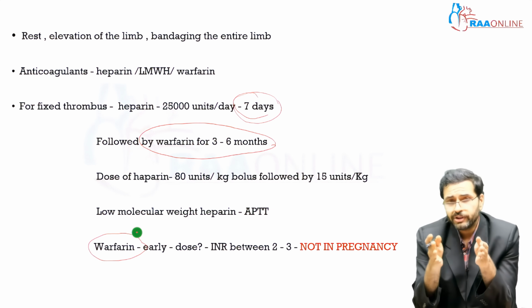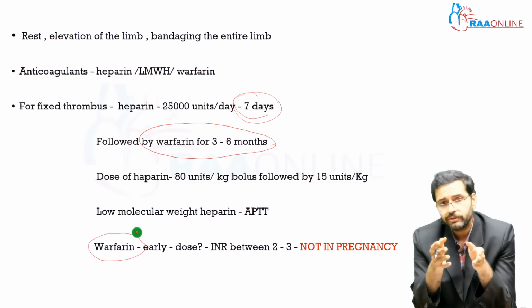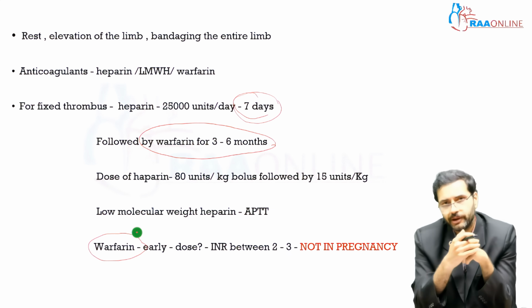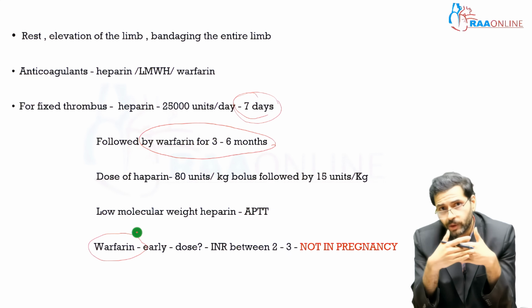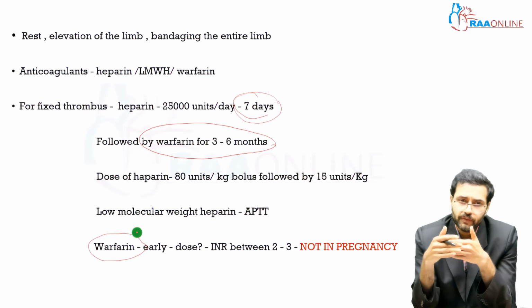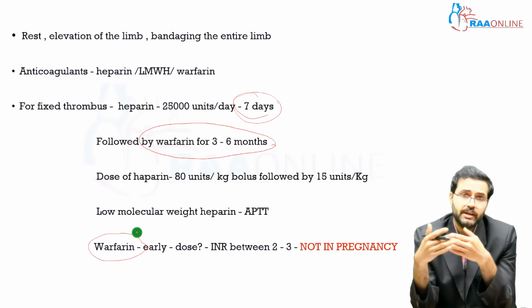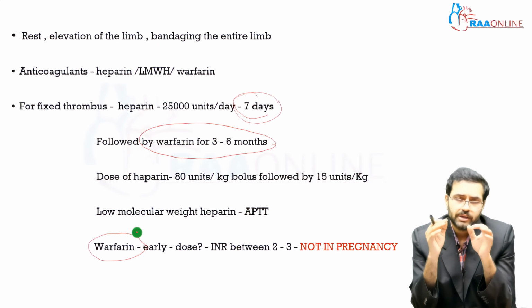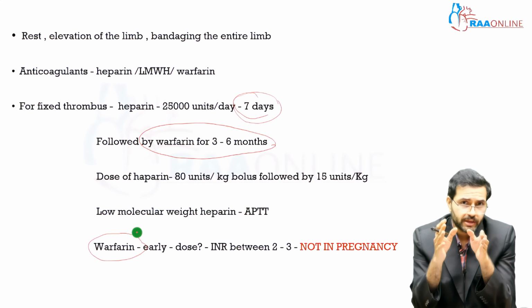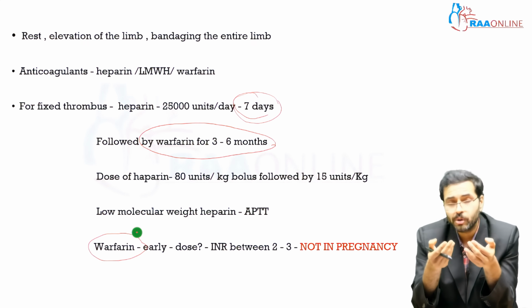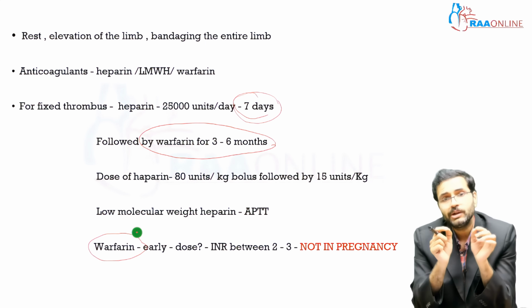Because it takes some time for the onset of action of warfarin, it is generally started simultaneously with the starting of heparin. It has to be overlapped, basically that's what we are trying to say. So the starting of warfarin should overlap the provision of heparin, and it has to be continued for a period of 3 to 6 months. And during this period, the INR, or the international normalized ratio, which is basically an assessment of the prothrombin time, should be kept between 2 to 3.